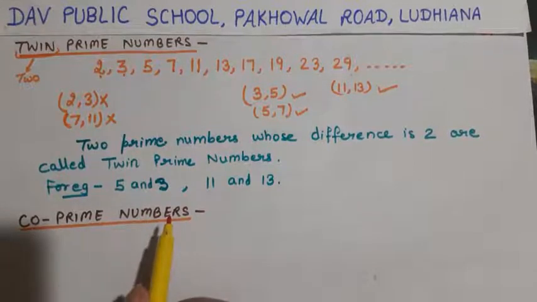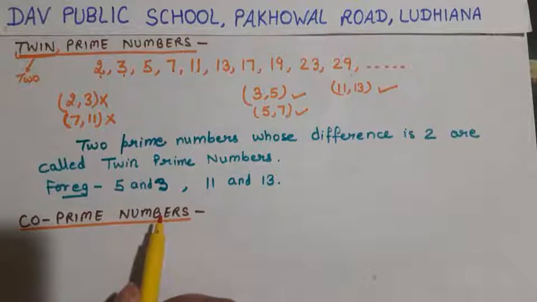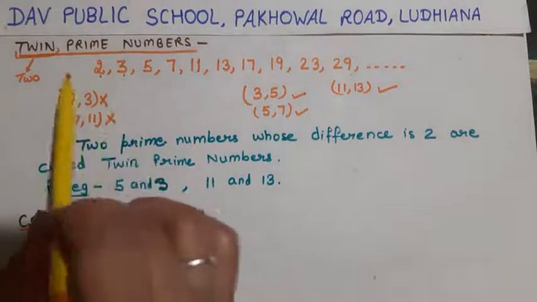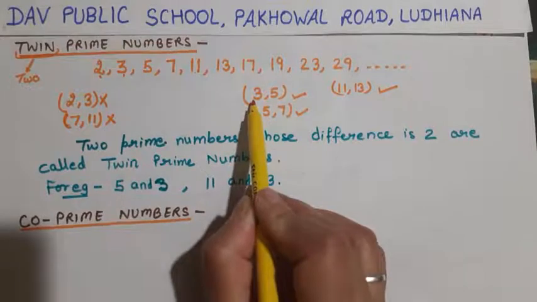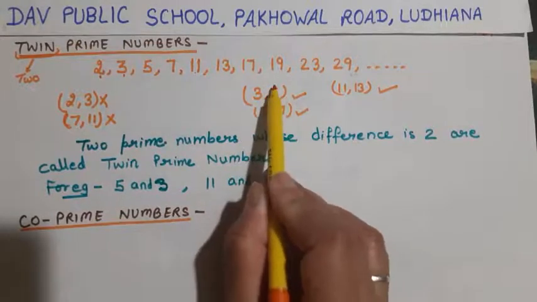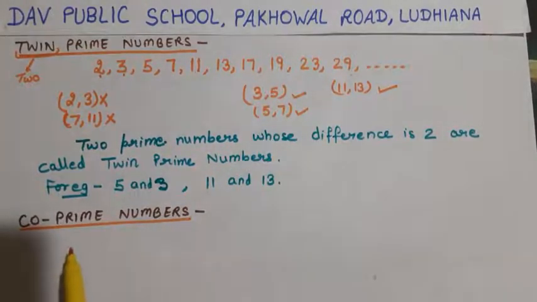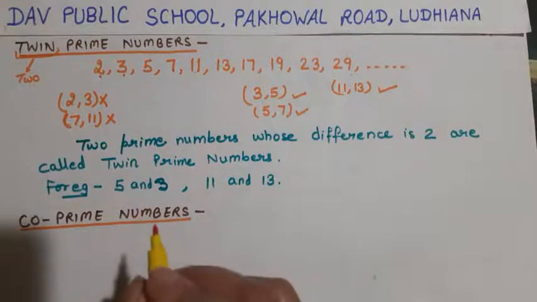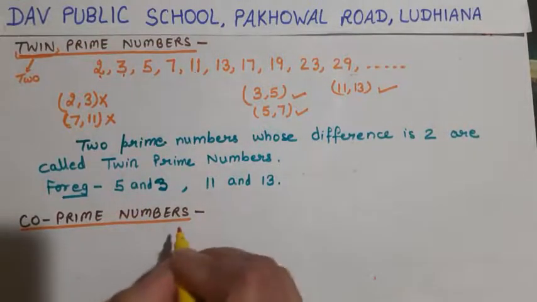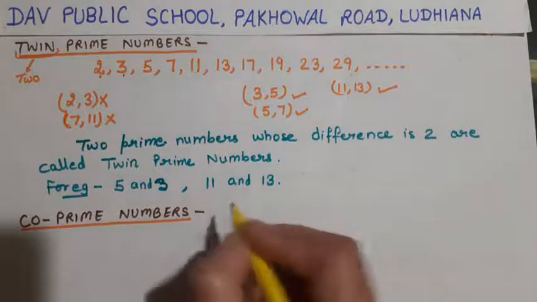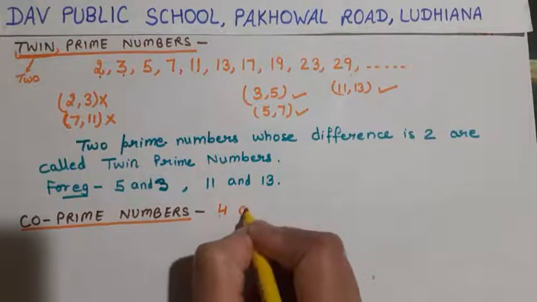Co-prime numbers are two numbers which have only 1 as a common factor. As in twin prime numbers you took two numbers at a time, similarly in co-prime numbers you will take two numbers. Two numbers are co-prime if they have only 1 as a common factor. We will understand this with an example. Say 4 and 9.